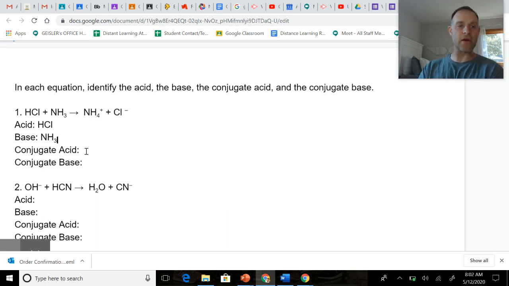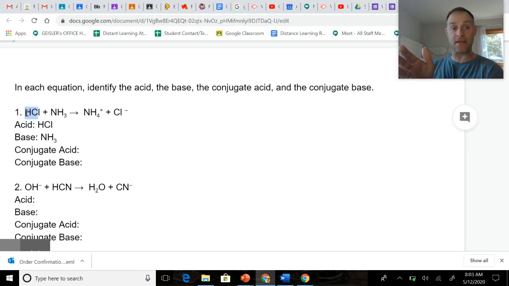Now the next two say conjugate acid and conjugate base. What does that mean? Remember the definition of acid and base. Acids are rich in H pluses. Bases are poor in H pluses. So this guy had an H plus, but he donated it. He gave it away. That makes him poor.